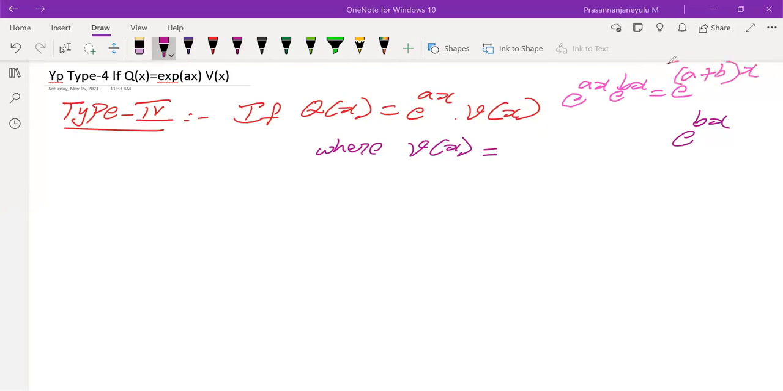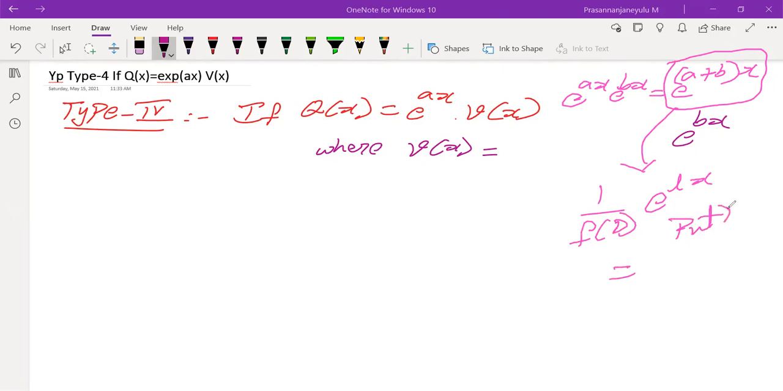Now you can treat a plus b as some l. For example, treating this as e power lx, if this is the q of x, we have 1 by f of d of e power lx. In place of d, what do we substitute? d equals a, and in place of a we have l. And we have to continue with type 1 only. Yes or no? Type 1 only we have to continue.